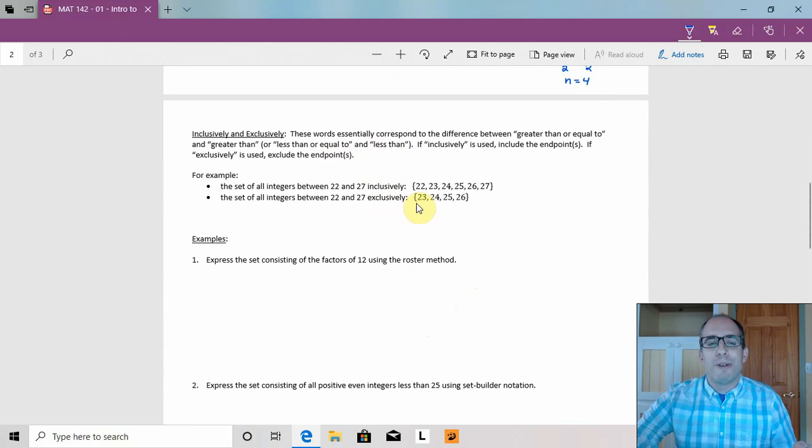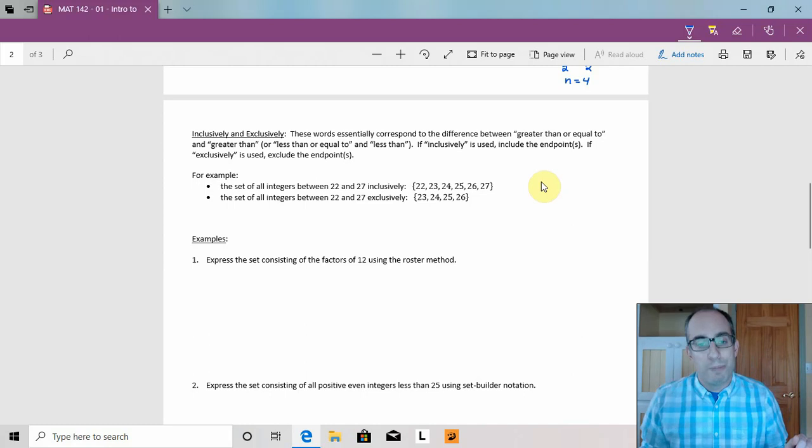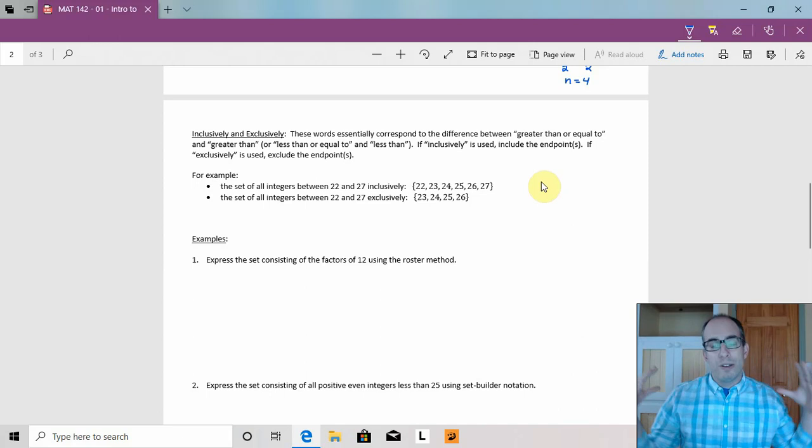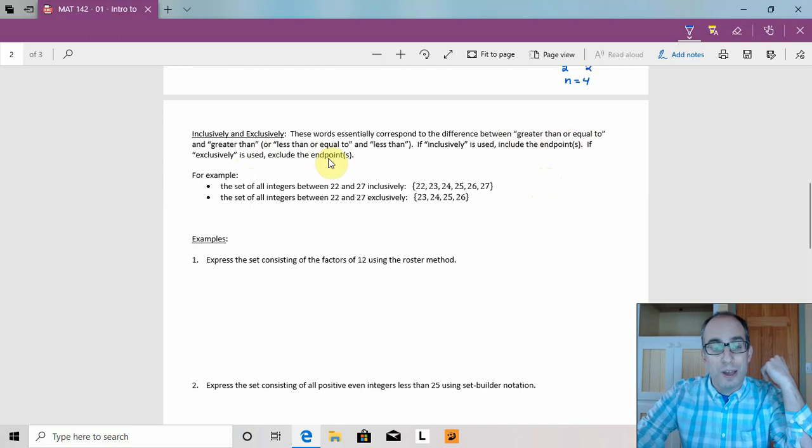Oh, right. I forgot about this. Before we get to the examples, the difference between inclusively and exclusively, because those show up in the homework. Basically, they have to do with the endpoints. So it's like, do you want to include your endpoints or do you want to leave them out, or exclude them? And that's basically how it works. So like I said here, it's like the difference between greater than or equal to and greater than, because with a strict greater than, you don't include the endpoint, but with a greater than or equal to, you would, right?